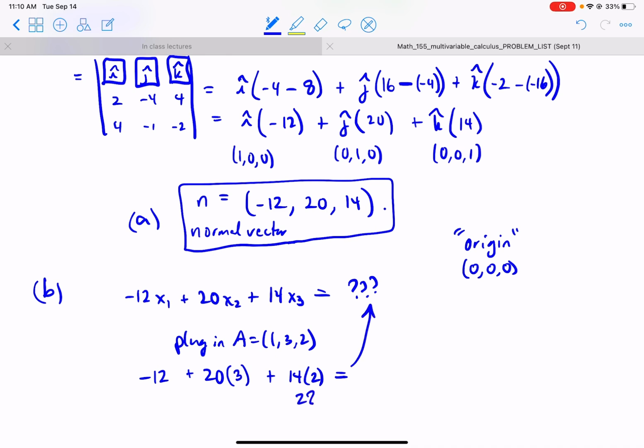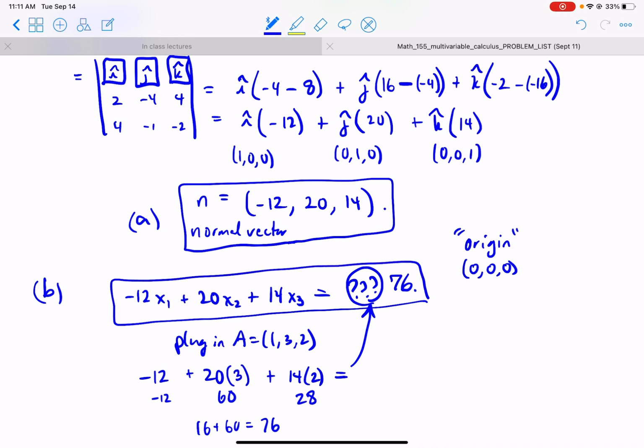Okay, so I can do this, 28, 60, and -12. Okay, this is difficult. I don't know why. I'm going to do -12 and 28 together to give me 16. 16 plus 60 is 76. Okay, so this number should be 76. And this is the equation.